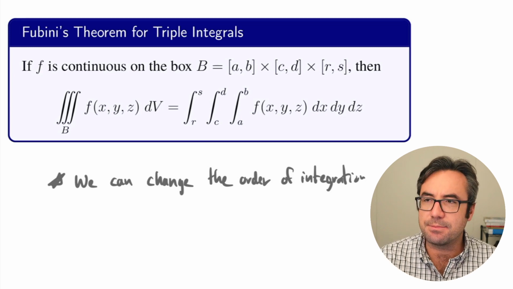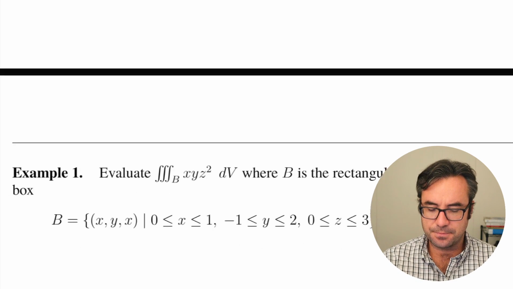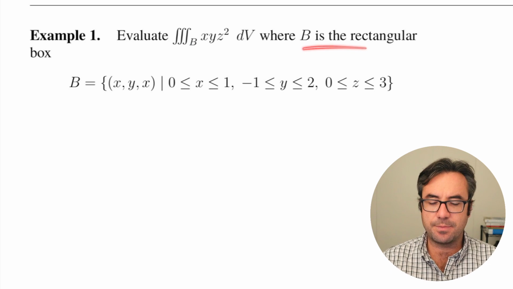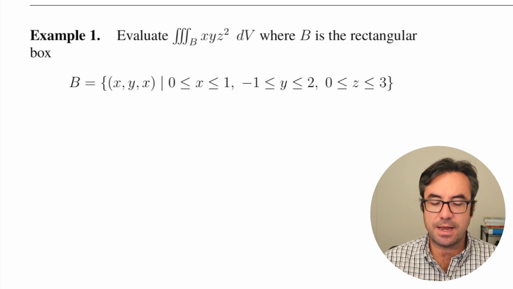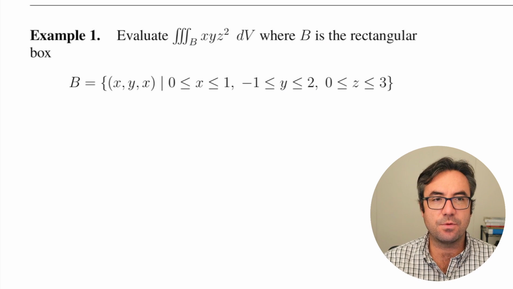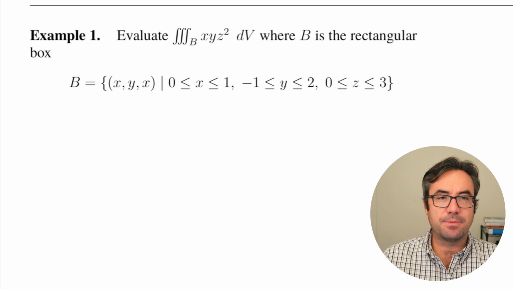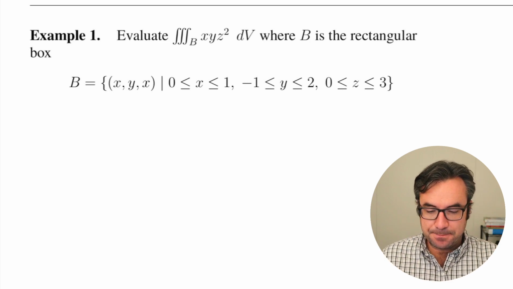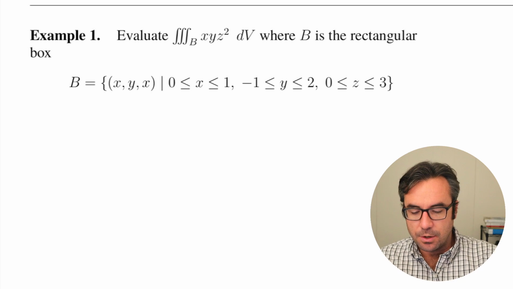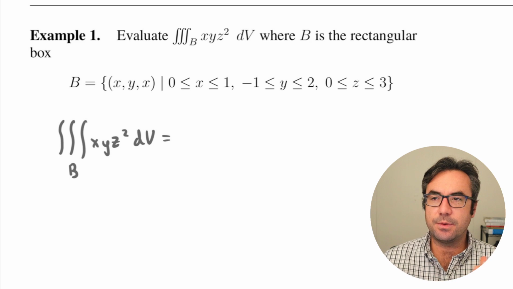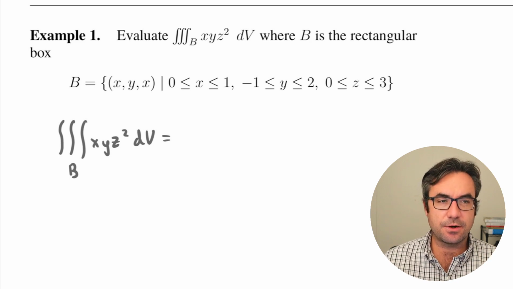So let's actually try an example just to see how all this works. We have this triple integral, example 1, over the rectangular box B, and it's described where x is between 0 and 1, y is between -1 and 2, and z is between 0 and 3. So that's our rectangular box. Now when we set this up, we're going to calculate the triple integral over this rectangular box B. The function here is xyz squared dV, and we want to integrate this. So let's set this up as an iterated integral.